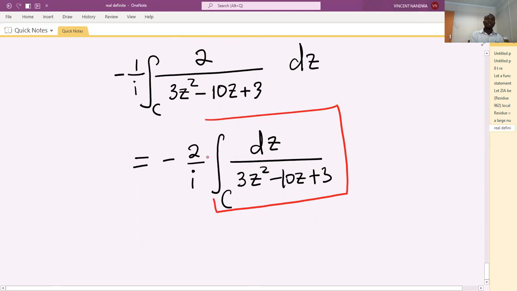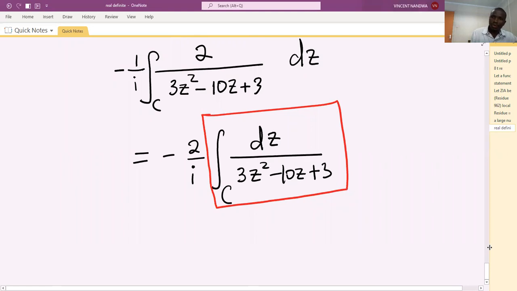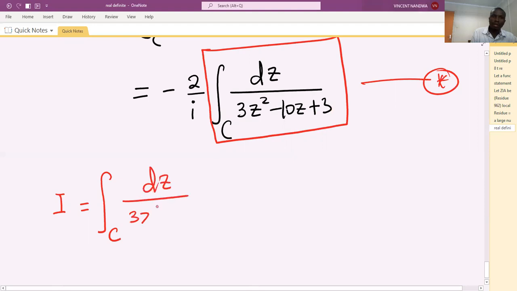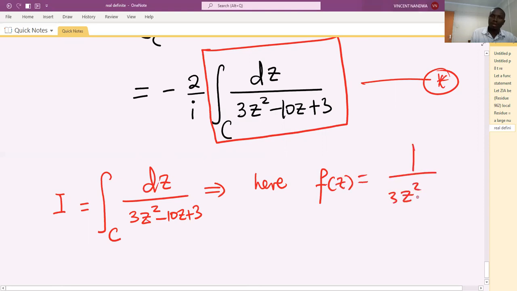Now, once we get the value of this integral, we just multiply by minus 2i, we get the answer. So let me call this one star. So if I have this integral, dz over 3z squared minus 10z plus 3. So here, f of z is given by 1 over 3z squared minus 10z plus 3.